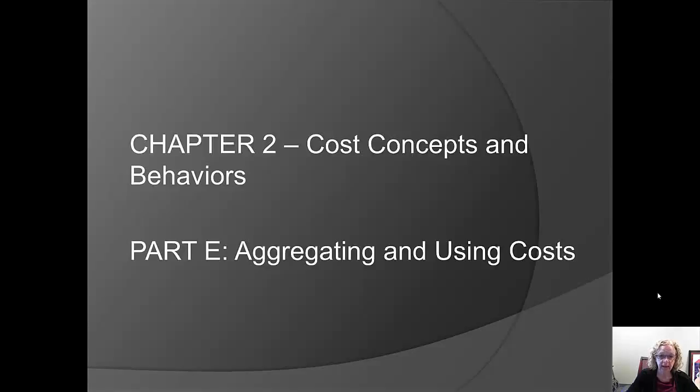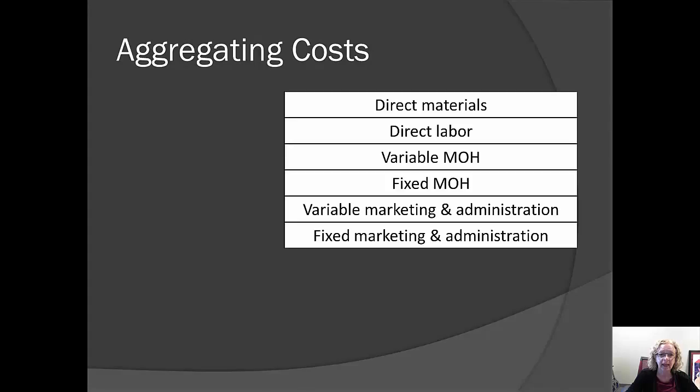Let's take a look at some different ways to aggregate our costs so that we can come to a better understanding of how our firm has performed. Here are all of the costs that we have to deal with.